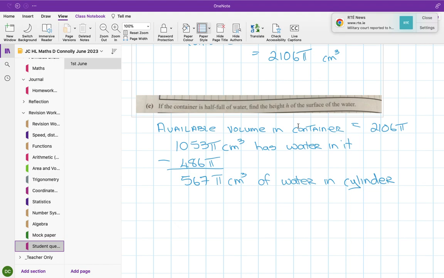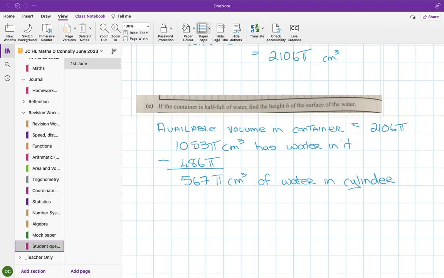Does that make sense? So, I'm going to use words now. The total available volume in the container is 2106 pi. It's only half full of water, so 1053 pi centimeters cubed of water. And then the hemisphere is full, so 486 of the 1053 is in the hemisphere. So that leaves 567 pi centimeters cubed of water that's in the cylinder. And then we want to know the height of that.